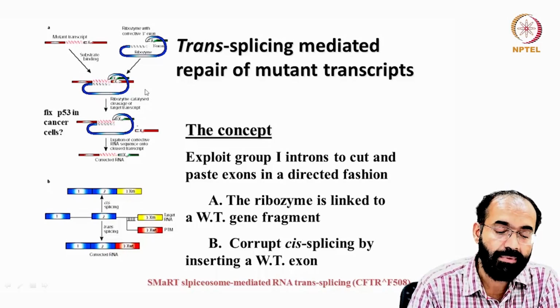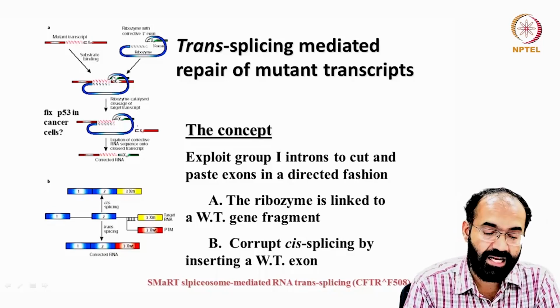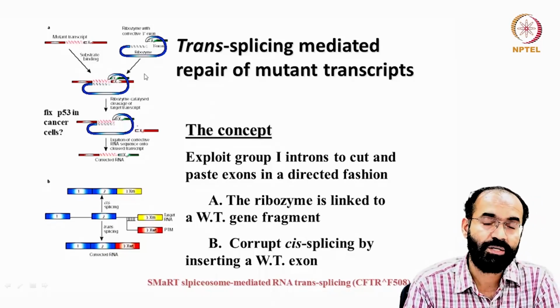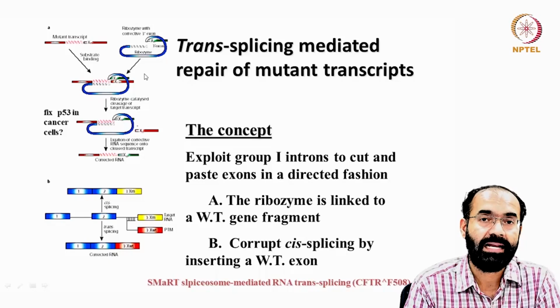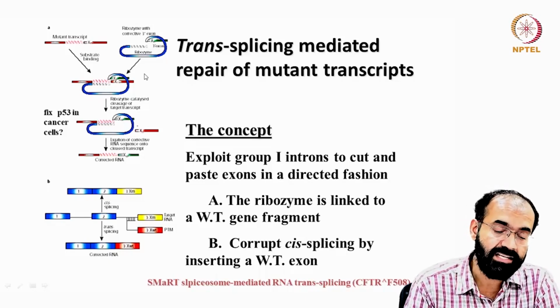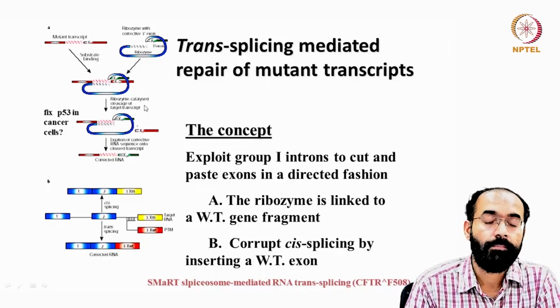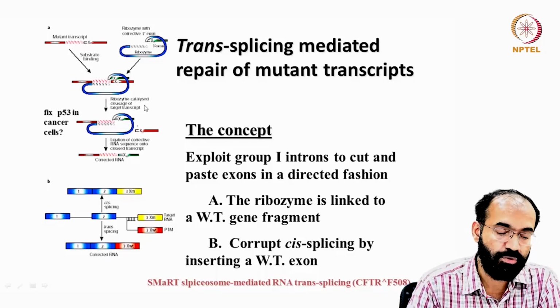And this ribozyme can cause selective cleavage onto the place where there is a damage, and it can cause a splicing because many ribozymes have got a ligase activity also. So it cuts and then ligates. And this ligation happens with the fixed, correct, or the normal exon which is carried by the ribozyme.